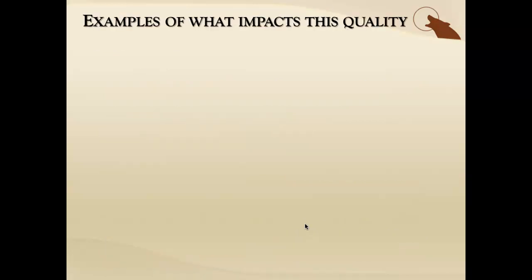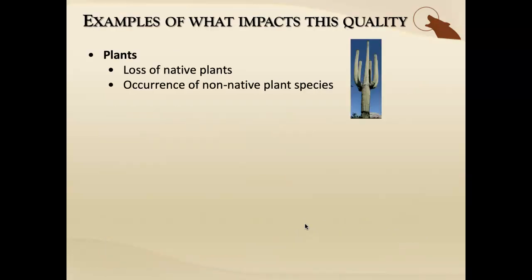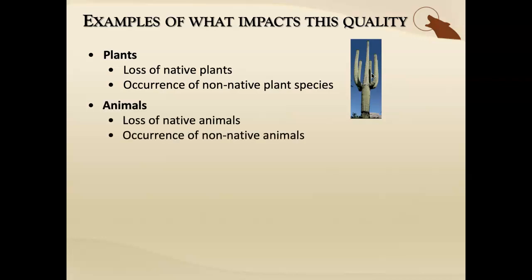Some examples of what impacts the natural quality of wilderness character. In terms of plants, things like the loss of native plants or the occurrence of non-native species. That's a big old saguaro cactus. I used to work in the Saguaro Wilderness in Arizona outside Tucson. And that is a native plant. It's an iconic plant. The Saguaro Wilderness and the Saguaro National Park are named after it. The park itself was established as a monument to protect that particular species.